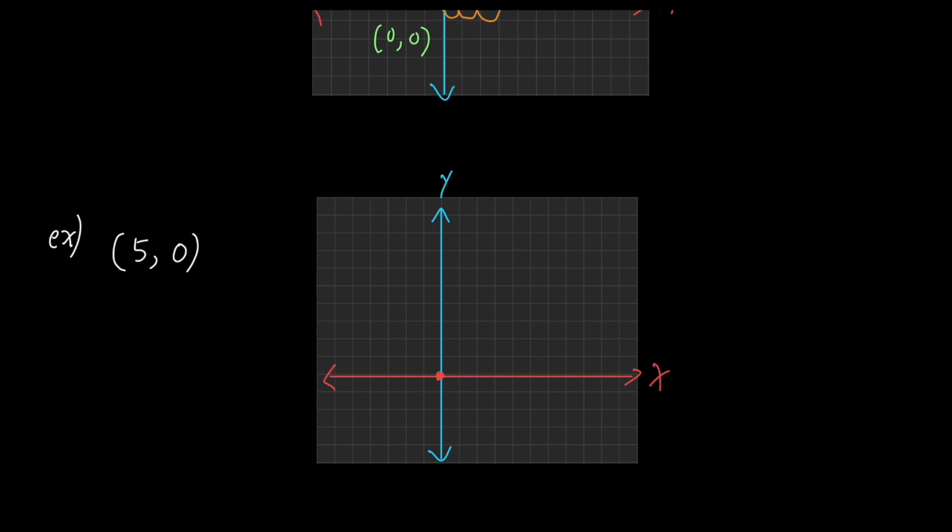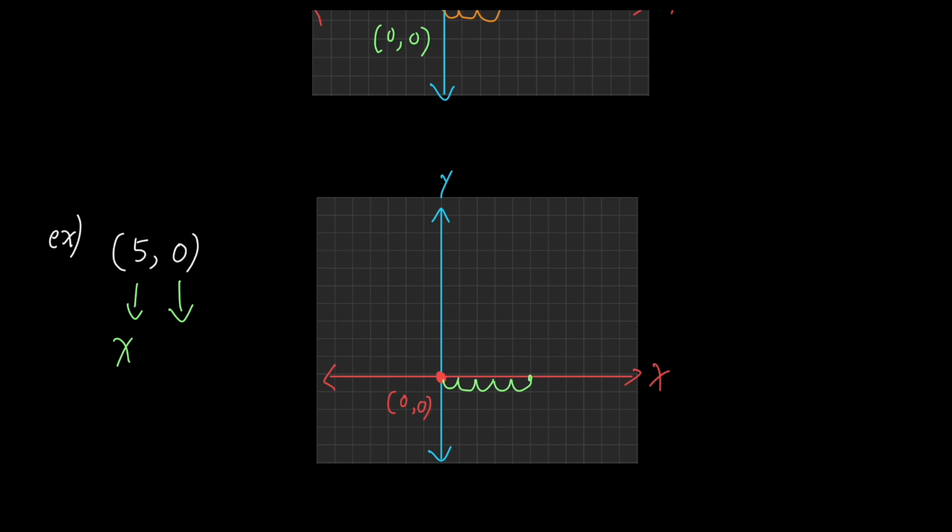And the point where they intersect each other is the origin, and the address for the origin is (0, 0). So the x-coordinate is 5, which means we have to move from the origin to the right 5 units. So 1, 2, 3, 4, 5. Here's the point.